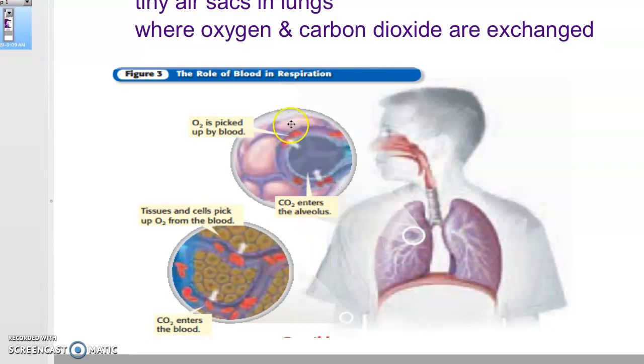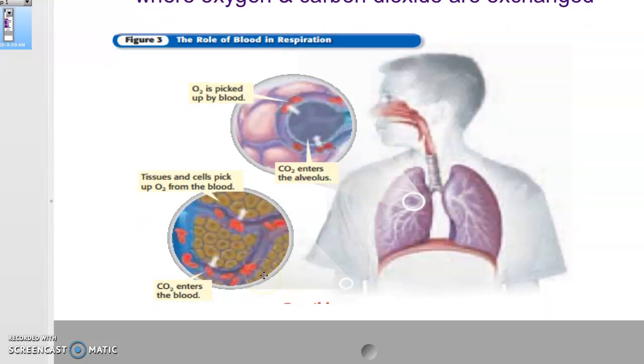So here it talks about O2 being picked up by the blood, and CO2 entering the alveoli. So right away you're getting rid of the carbon dioxide and you're getting the oxygen on the blood. And then the tissues and cells pick up that oxygen from the blood, and it's a constant process that's happening. So while we're putting oxygen on the blood, we're also getting rid of the carbon dioxide.